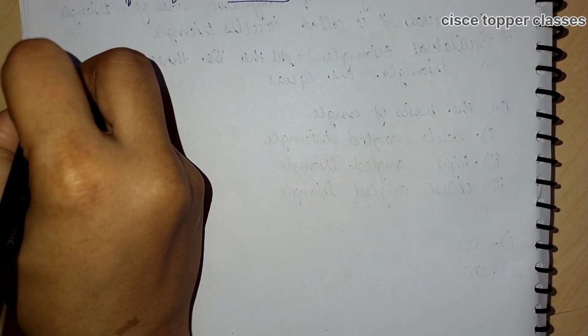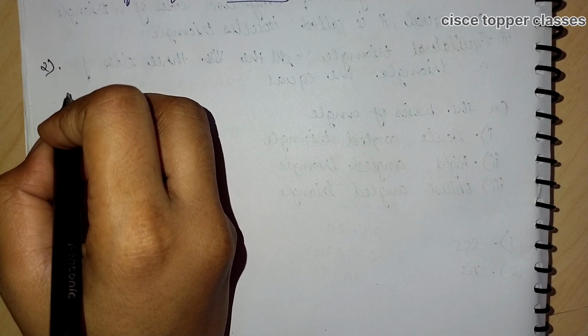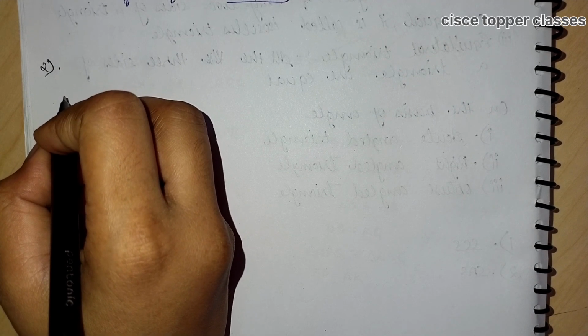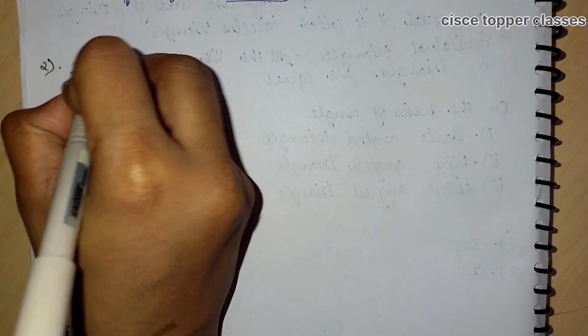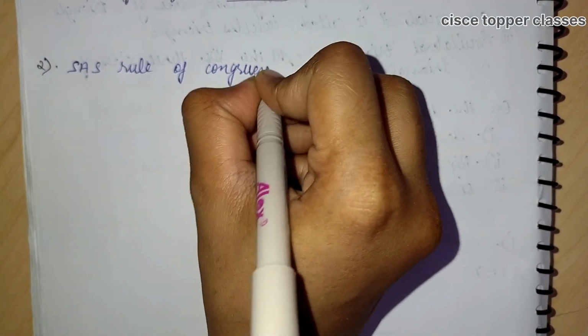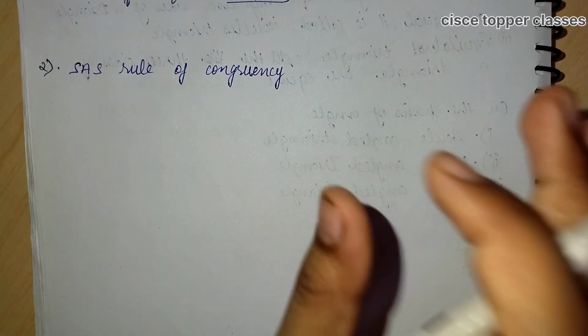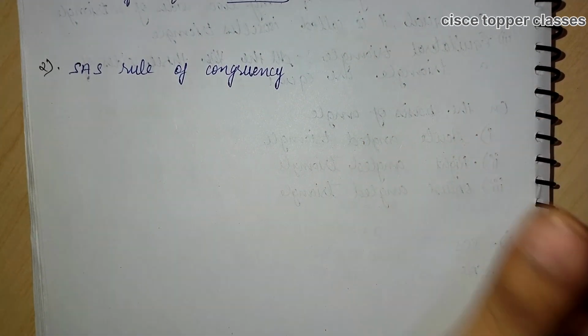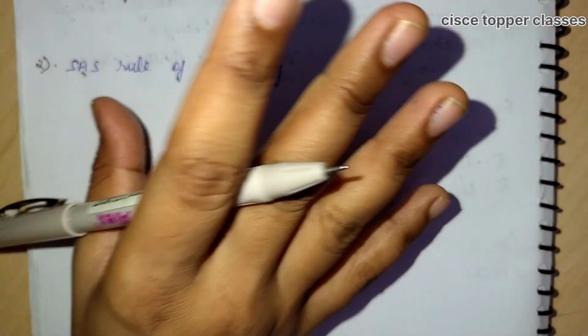Now we are going to solve the second part, which says that if two sides and an angle of one triangle are equal to two sides and an angle of another triangle, then the two triangles must be congruent. Is the statement true and why? It is not true. In the SAS rule of congruency, it doesn't mean just any angle and two sides of a triangle equal to two sides and an angle of another triangle. It should be the angle which is included between the two sides.